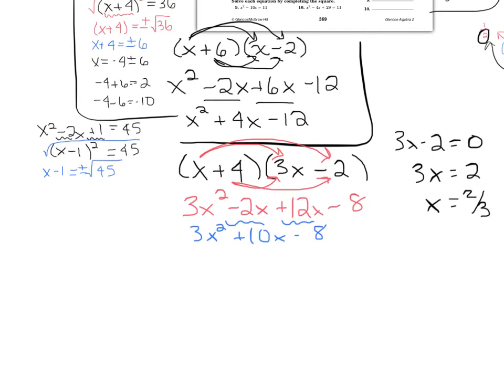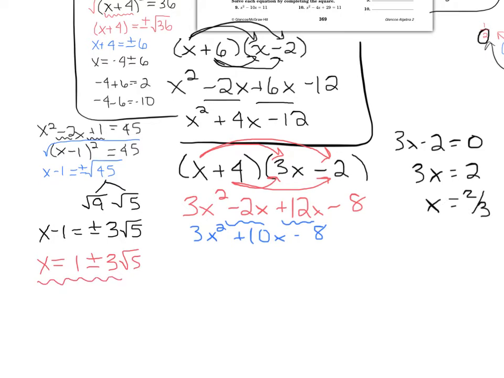Now 45, we need to determine whether or not we can break this into a factor tree, helping us simplify a radical. Well, 45, that's really the square root of 9 times the square root of 5. And the square root of 9 is 3. So we have x minus 1 is equal to positive or negative 3 radical 5. Last thing, we add 1, so we have 1 plus or minus 3 radical 5.